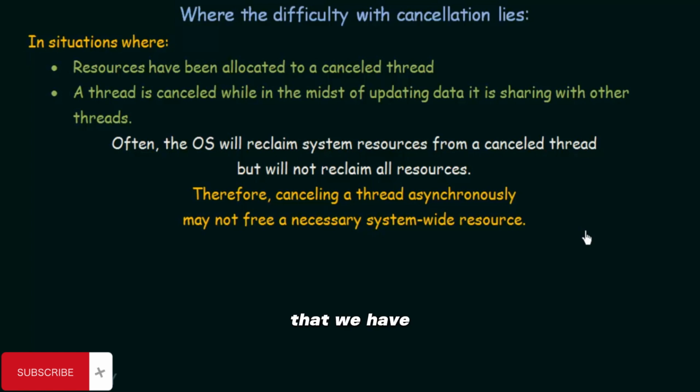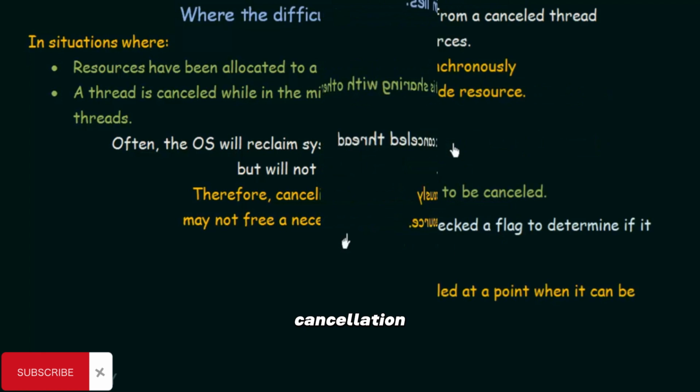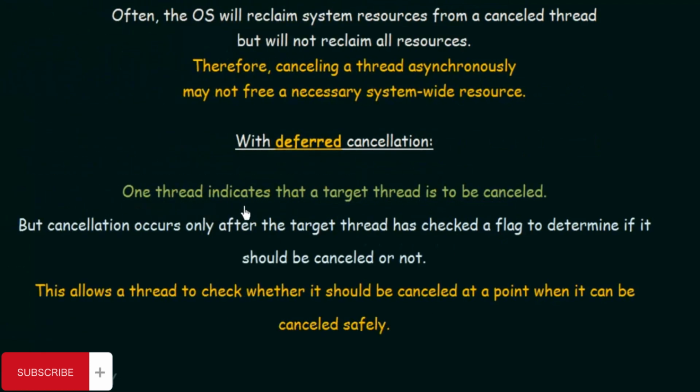So what is the other technique that we have? It is deferred cancellation. With deferred cancellation, one thread indicates that a target thread is to be canceled. But cancellation occurs only after the target thread has checked the flag to determine if it should be canceled or not. This allows a thread to check whether it should be canceled at a point when it can be canceled safely. So this is a much safer and much better way of cancellation, instead of directly going and canceling a thread immediately, as in the case of asynchronous cancellation.